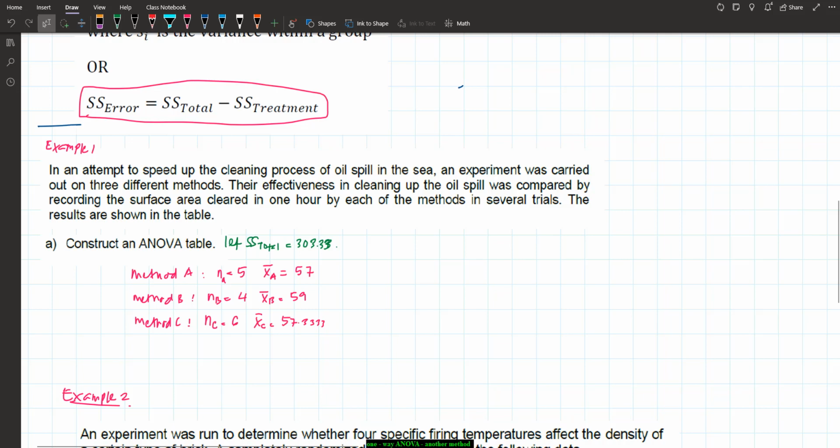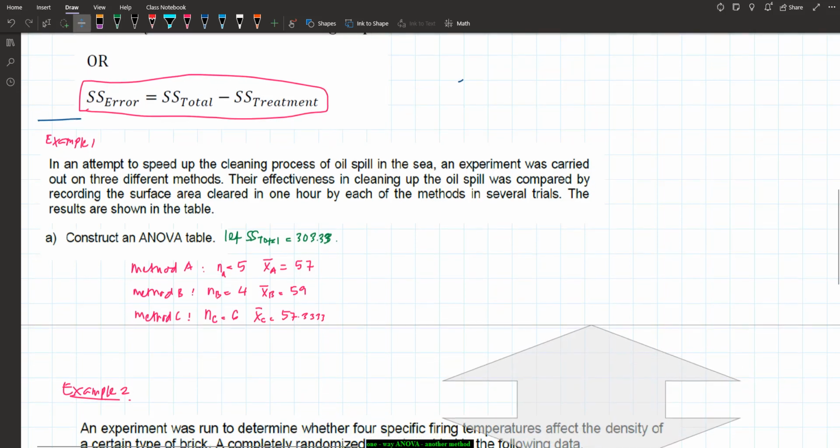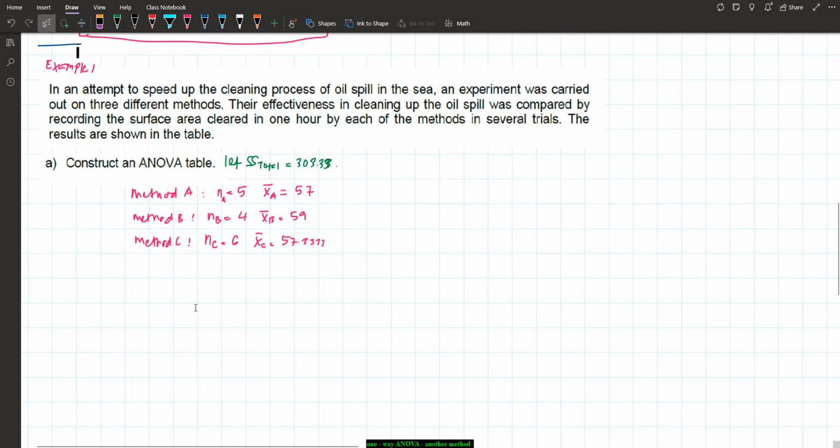So now let's look at example number 1. Actually this is the second example in our lecture note, right? In an attempt to speed up the cleaning process of oil spill in the sea, an experiment was carried out on 3 different methods. The effectiveness in cleaning up the oil spill is compared by recording the surface area cleared in 1 hour by each of the methods in several trials. The results are shown in this table.